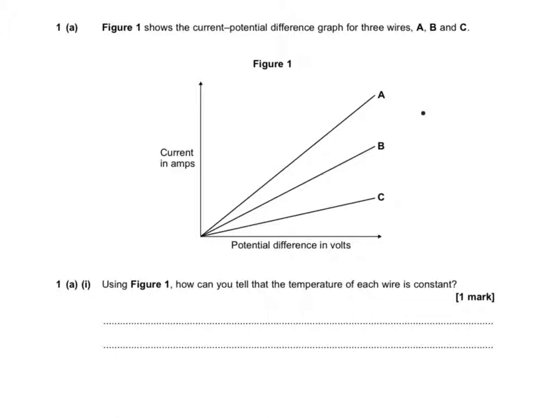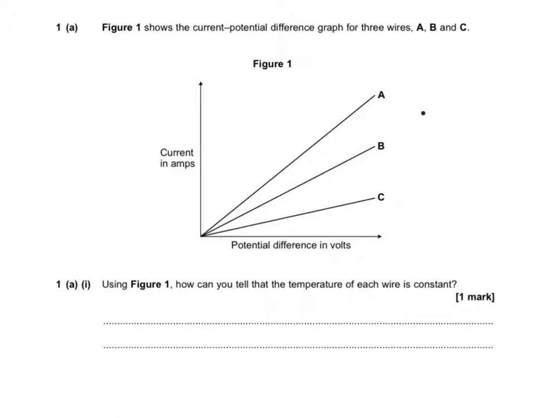But the fact that they're straight lines means that you've got constant resistance. And to have constant resistance, you must have constant temperature, because if the temperature increases or decreases, then the resistance will change. So how do we know that they've got constant temperature? It's because they have constant resistance.